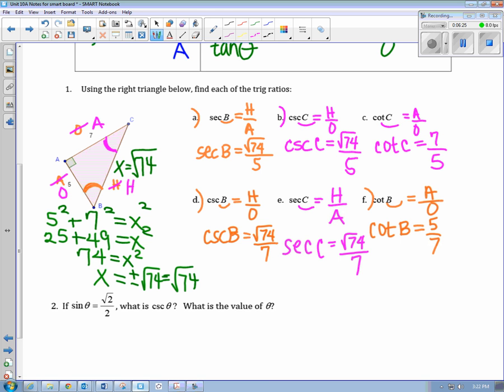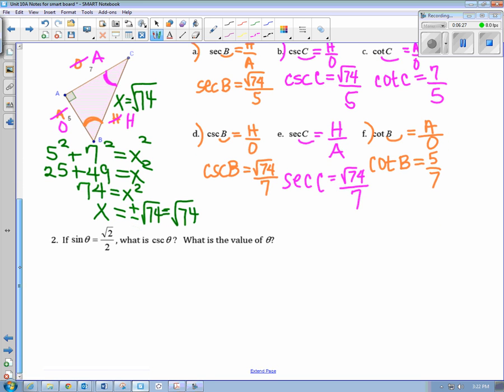If I move on and take a look at example number 2, there's no triangle for this one, but they do tell me that the sine of theta is radical 2 over 2. And they ask me what I know about the cosecant of theta. What I want to remember is that cosecant and sine are reciprocals. So if the sine of theta is radical 2 over 2, that means that the cosecant of theta is going to be the reciprocal of that. So I want to flip that upside down.